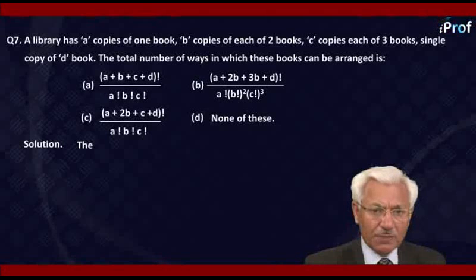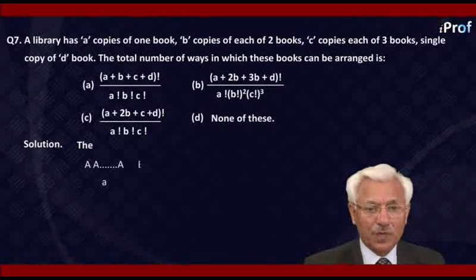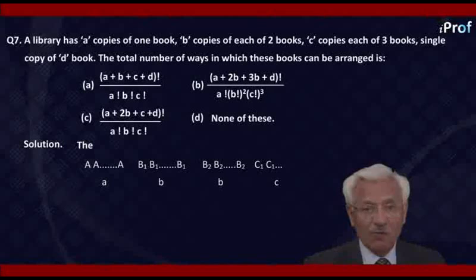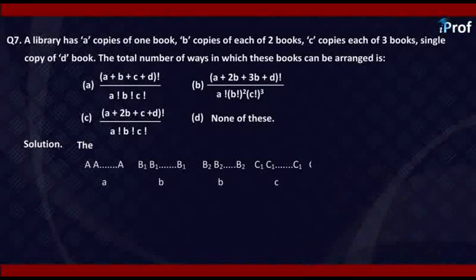Well, the given books can be written here as A copies of the first book, that is A up to A times. The second is B1, which has B copies, and B2, which again has B copies, because the second book consists of two volumes which have B copies each. The third set consists of three volumes, each of which has C books, and the last has D books which have no repetition.